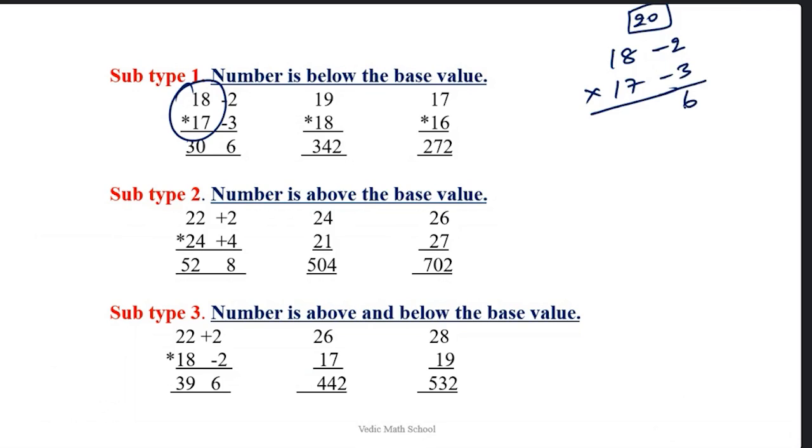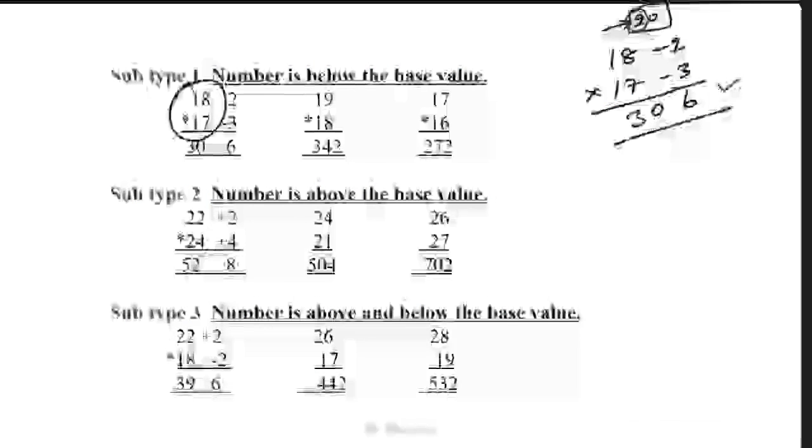Now 2 3 are 6, and 18 minus 3 is what? 15. So the answer is 156. But this is the wrong answer, because we missed one step here. That is the reason I told you there is one additional step. So 18 minus 3 is 15, but we are not going to write down 15 here. Actually, when you have a base value 20, you have to multiply with this 2 and then write down the answer. So 15 into 2 is 30, and this is the correct answer.